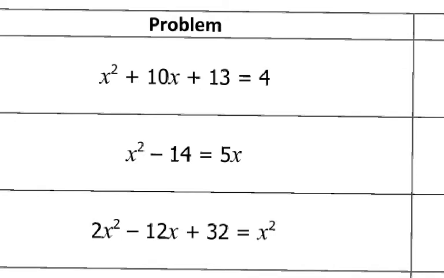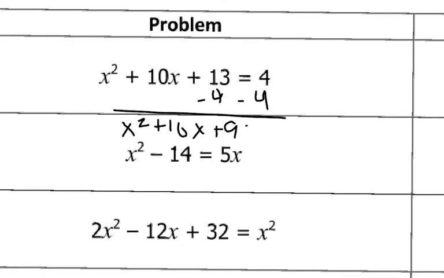Okay, so you have to make sure that it's in standard form before you factor out. So we're going to start by subtracting 4, and we get x squared plus 10x plus 9 equals 0. It's got to equal 0. If a is 1, it's super easy to factor.